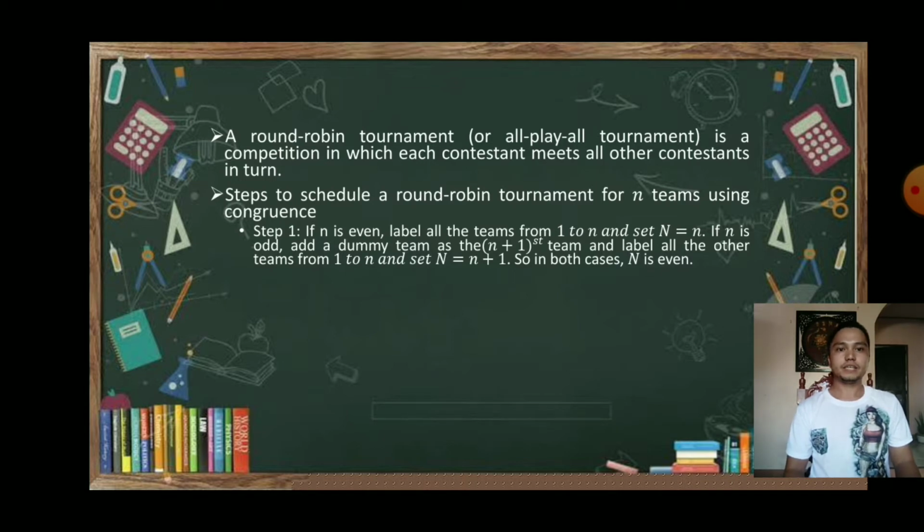Next, if n is odd, we add a dummy team as the n plus 1 team and label all the other teams from 1 to n and set capital letter N equals n plus 1. So dito po, pag yung small letter n natin is odd, kailangan nating magdagdag ng isang dummy team para maging even. Okay, so in both cases, our N is even.